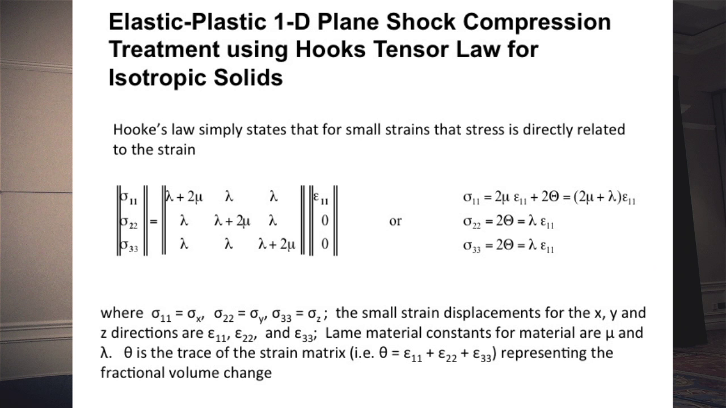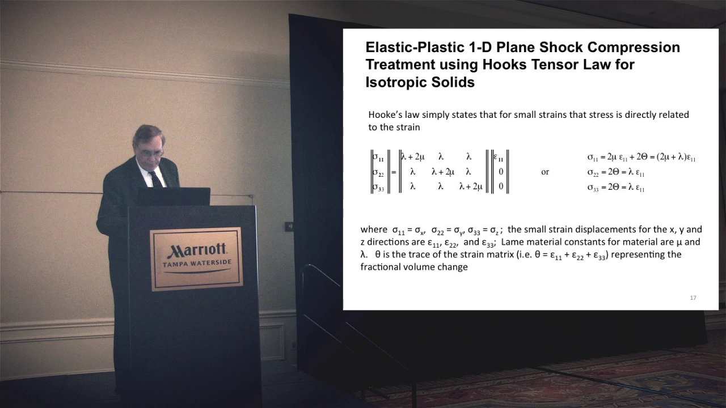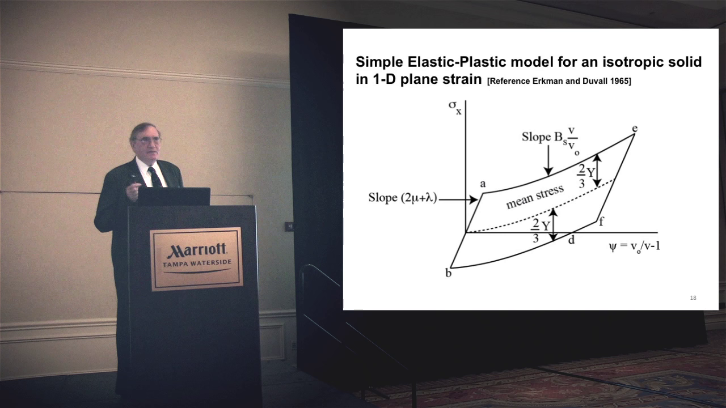But for us, we only have strain in one direction, so these are zero, and therefore you get the simple equations for the elastic plastic 1D model that Erkman and Duvall published. And you know, sigma 1-1 is sigma X, and I think that's probably all the people here know what I'm talking about here. And this is the strain, epsilon 1-1 and epsilon 2-2. Epsilon 1-1 is the strain in the X direction. Well, this is the model. And of course, there's a lot more to it, but I'm not going to spend time on it.